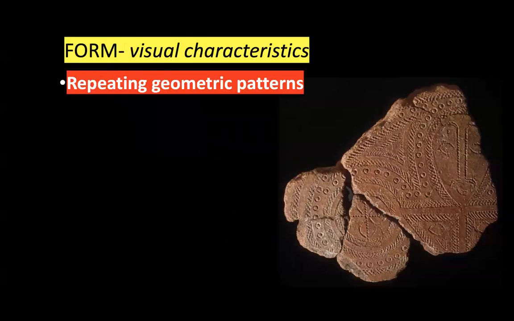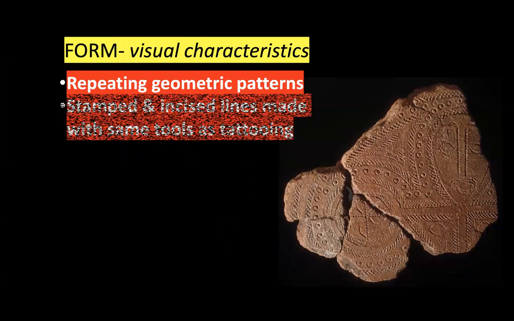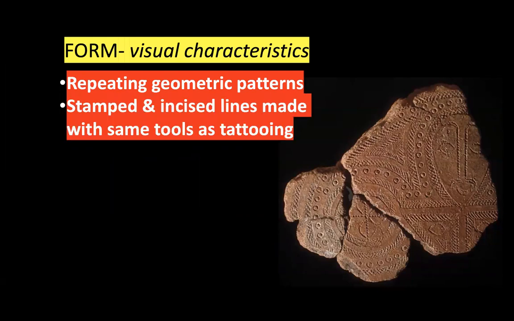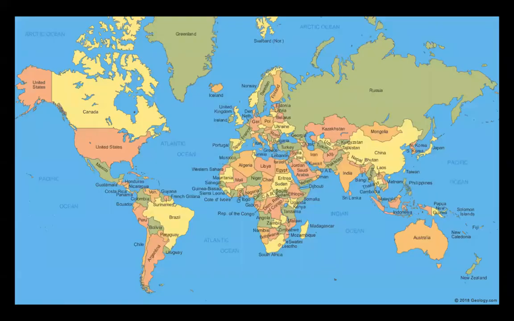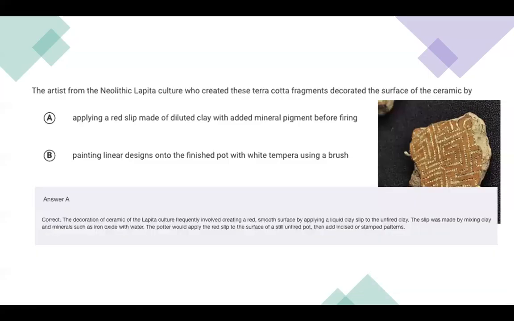All right, what we're seeing are repeating geometric patterns, stamped and incised. So incised is basically drawing and making marks, right? Stamping is where you're taking a tool and then pressing, pushing into that surface. Same sort of tools that they would have used in tattooing, which is also an important art form in the Pacific Islands.